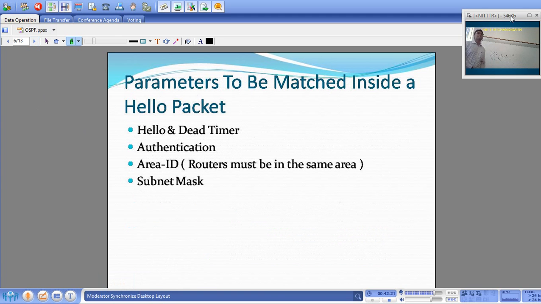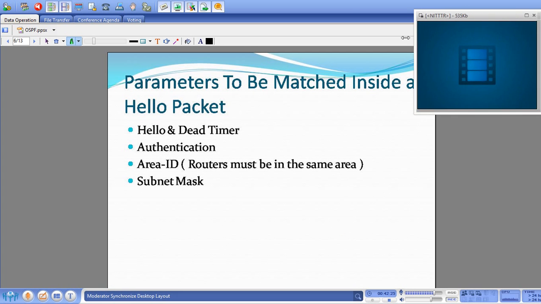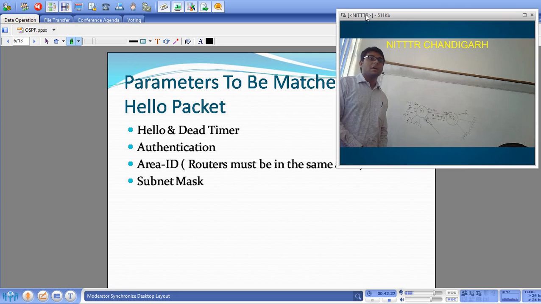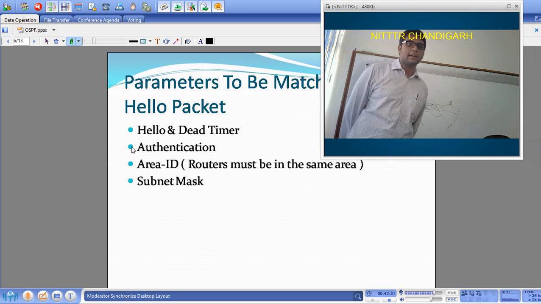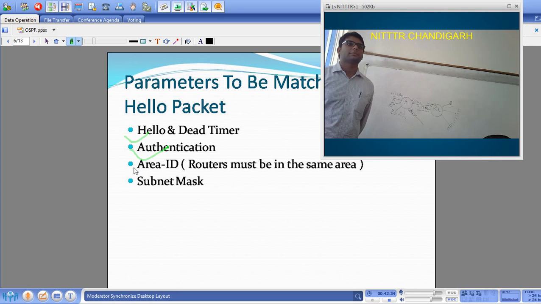Okay, now what are the parameters to be matched inside a hello packet? One is your hello and dead timer. It should be the same. Authentication, if applied. Area ID, they should be in the same area. And the subnet mask, same होना चाहिए.